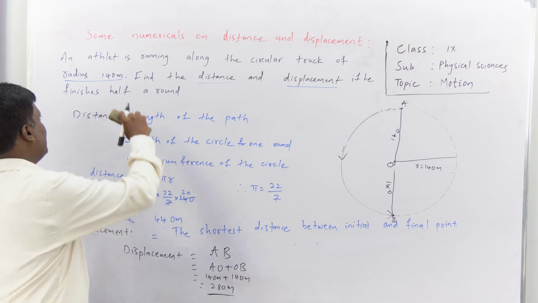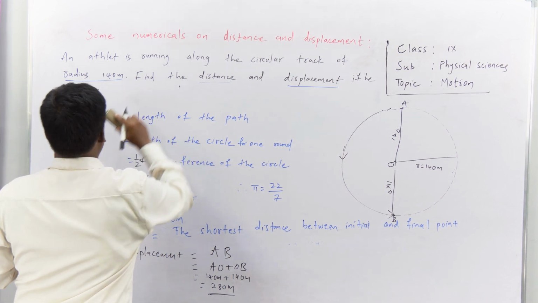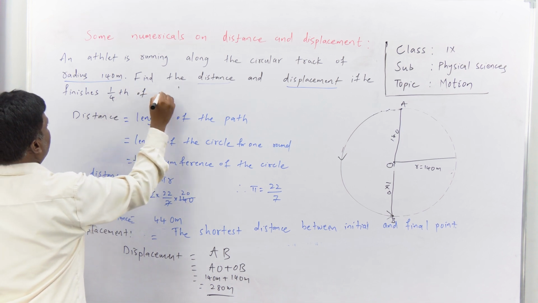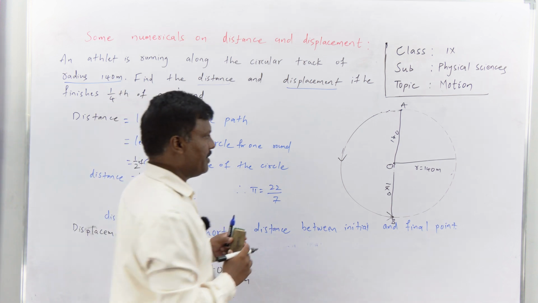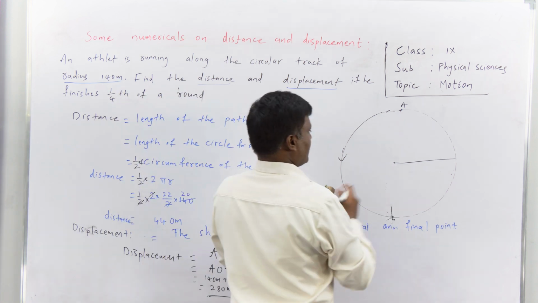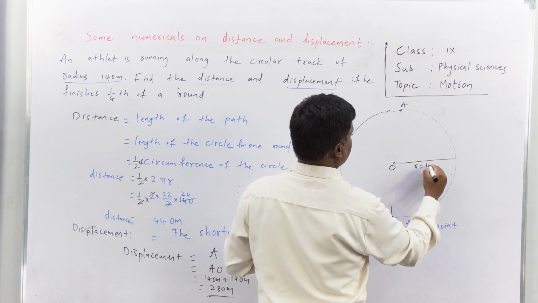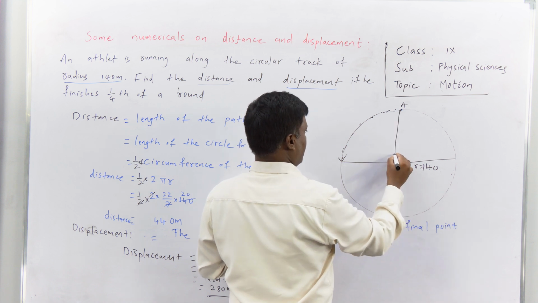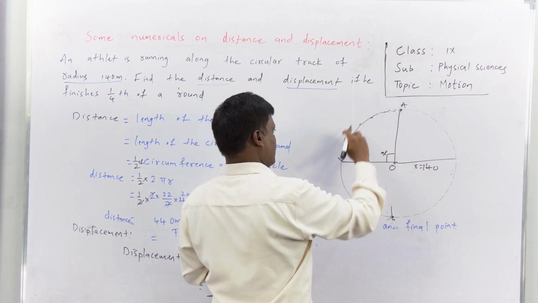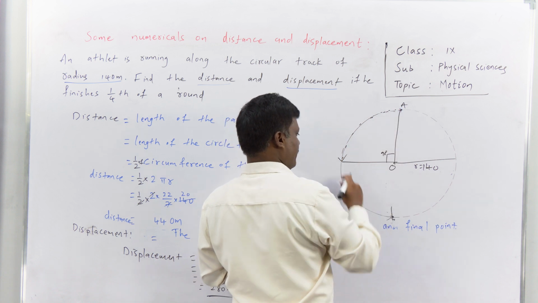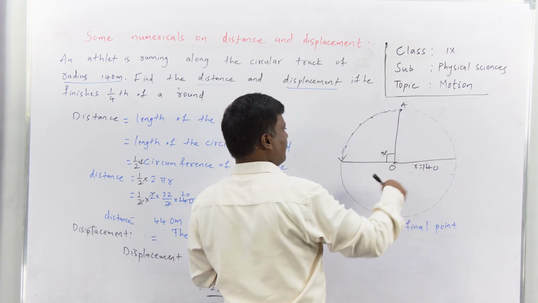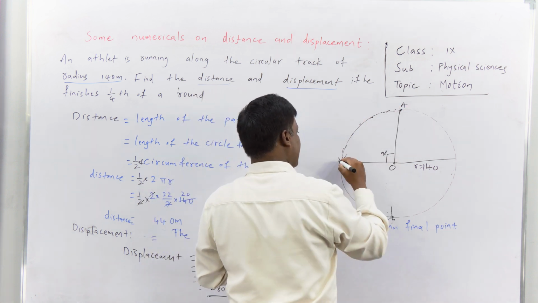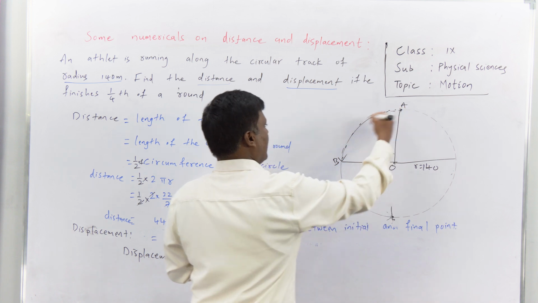Same problem. Instead of half, let's say he finishes 1/4 of a round. That means he has not even reached B. This is the center point O, and the radius is 140 meters. He is traveling on the circular track. He started here and reached up to here. This is 90 degrees, right? So this is 1/4 of the circle. 1/4, 1/4, all 1/4, 4/4 equals 1. So 1/4 means he started here and reached here. Only this is the length of the path.